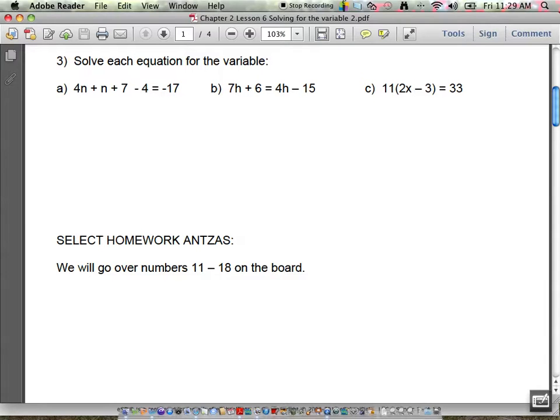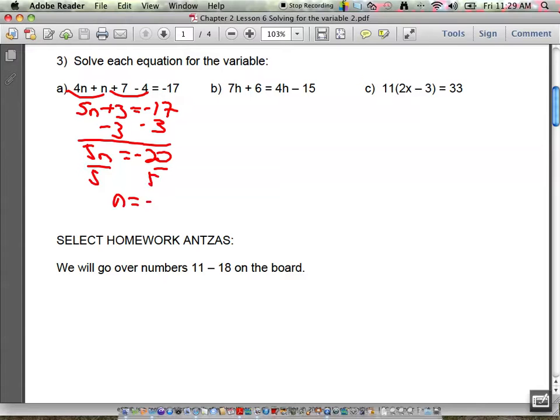All right. Now, this is the same size situation, so I get all my n's together. That's 5 n's plus 3, because positive 7 negative 4 is 3, equals negative 17. Do the opposite. 5n is negative 20. Divide by 5. N is negative 4.